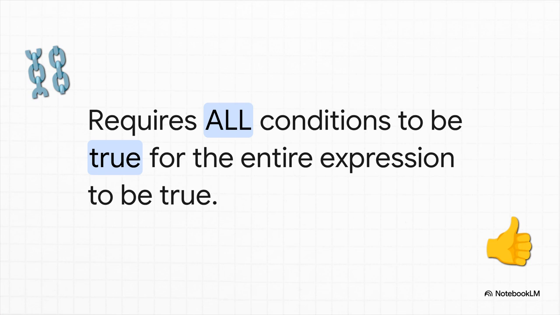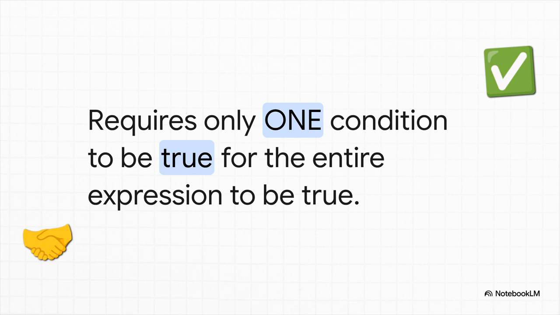Think of it as a really tough bouncer at a club. To get it true and get past the gate, every single part of the condition has to be true. If even one part is false, the whole thing is false. The gate stays shut. The OR operator, on the other hand, is way more chill.